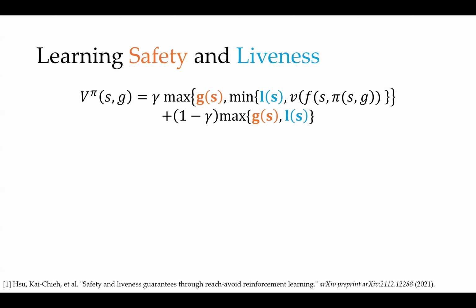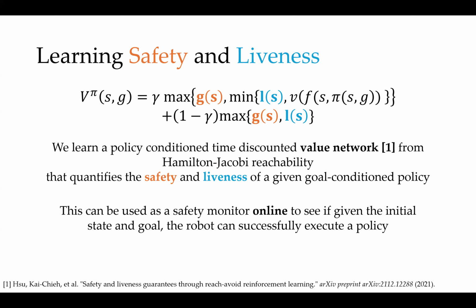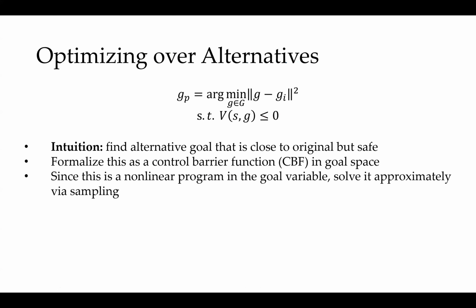Here, we introduce a value function network that encodes safety and liveness. We learned a policy-conditioned, time-discounted value network from Hamilton-Jacobi reachability that quantifies the safety and liveness of a given goal-conditioned policy. This can be used as a safety monitor online to see if, given the initial state and goal, the robot can successfully execute a policy.